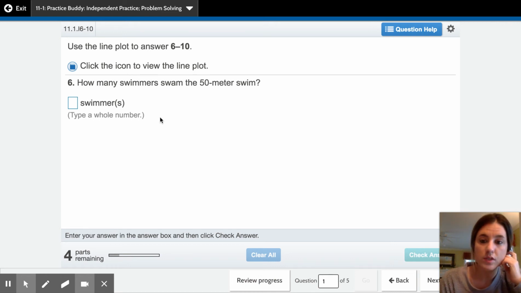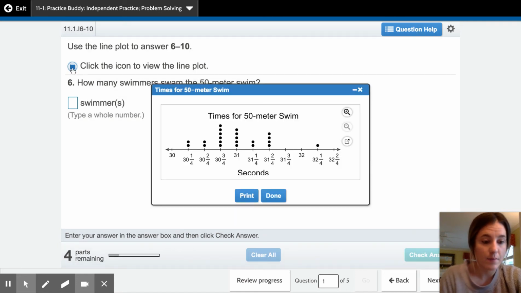So use the line plot to answer questions 6 through 10. It says click the icon to view the line plot. So you're going to have to click back and forth. So our line plot shows times for the 50-meter swim, and they are swam in seconds. So all of these numbers are seconds.